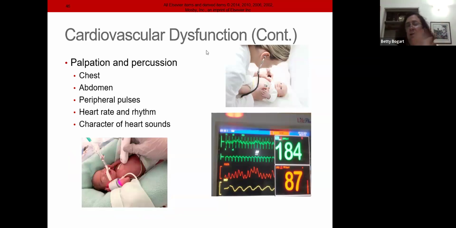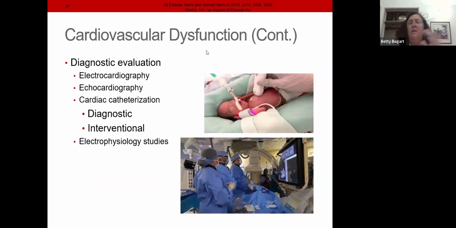You're going to look at the chest, feel the chest. You're going to look at the heart rate, blood pressure. What is the cardiac rhythm? And number one, they get an EKG. That's guaranteed, number one. And then we're going to do an echocardiogram. If we see anything on that echocardiogram, prepare the family. They're going for a cardiac cath.